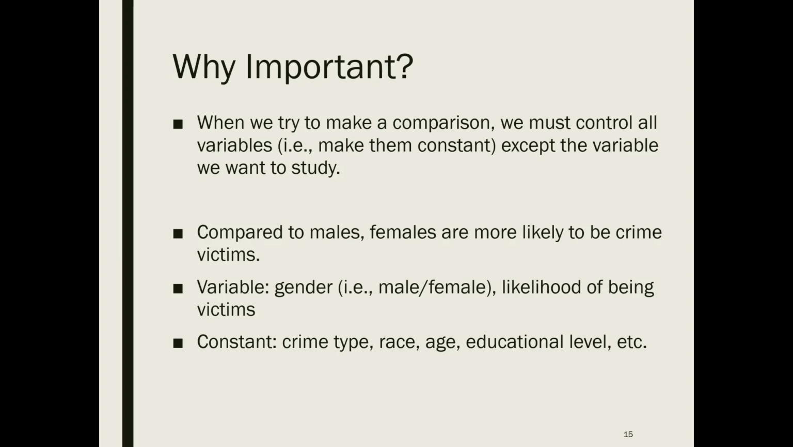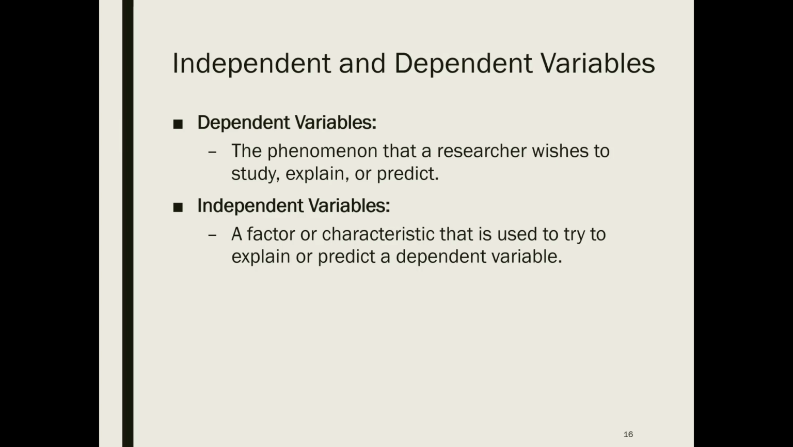So when we only need to compare male and female based on gender, then we have to control other variables. At this moment, other variables become constants. We also have the dependent variable and independent variable. You have heard of this numerous times. The dependent variable is the one that researchers want to study, explain, predict, whatever you call it. Actually, explain and predict have big differences, but in this video, we are not going to distinguish them that clearly, okay?